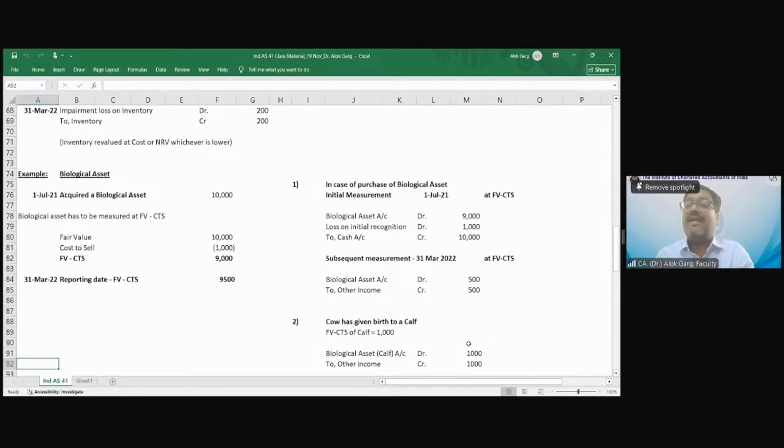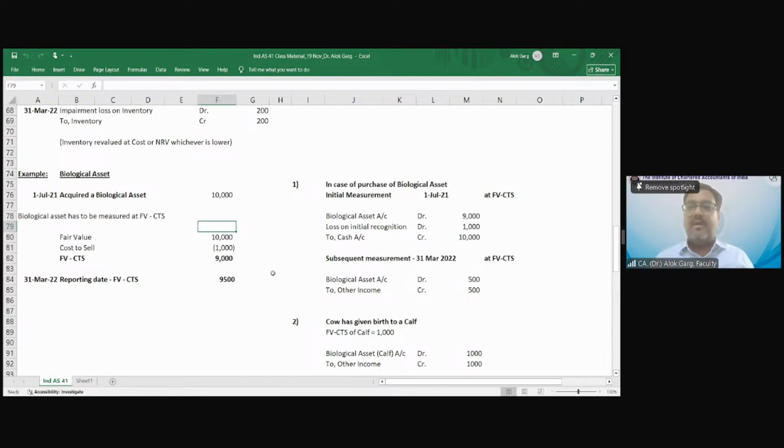Biological asset has to be measured initially and subsequently at fair value less cost to sell. And how the gains and losses will be treated, let me tell you. With this example, we will cover the entire accounting life cycle of the biological asset. On 1st July 2021, the company has acquired a cow. Cow is a biological asset. So this biological asset has to be measured at fair value less cost to sell. What is the market value of the cow? 10,000 rupees, the price at which this company has acquired the cow from the market.